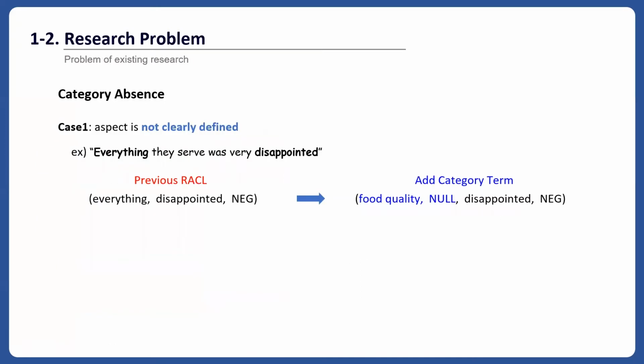But there is a limitation in the paper's approach: the category term might not be extracted. Suppose a review says, "Everything they served was very disappointing." Previous RACL extracts "everything, disappointing, negative," but "everything" is not clearly defined. Therefore, if we infuse category extraction, the category term "food quality" can be extracted, which is what the customer really intended.